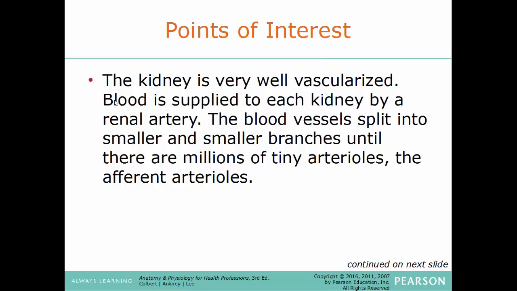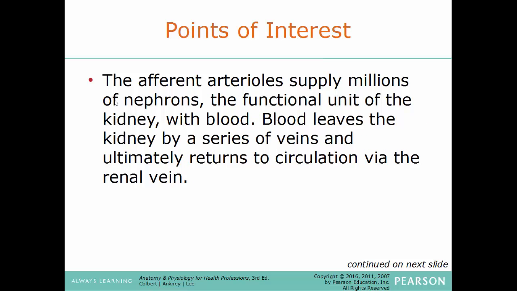Blood is supplied to each kidney by a renal artery, and blood vessels will split into smaller and smaller branches of this artery until you end up with many, or millions, of tiny arterioles, the afferent arterioles. The afferent arterioles will supply millions of nephrons, which are the main functional unit of the kidneys, with blood. Blood will leave the kidney through a series of veins and ultimately return to the circulation via the renal vein.